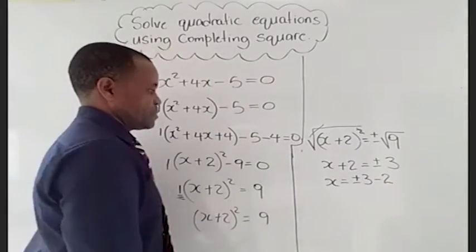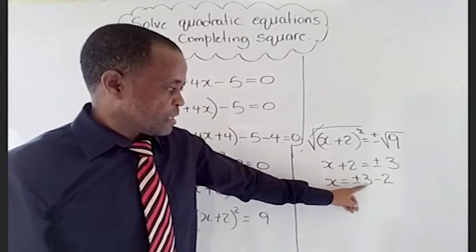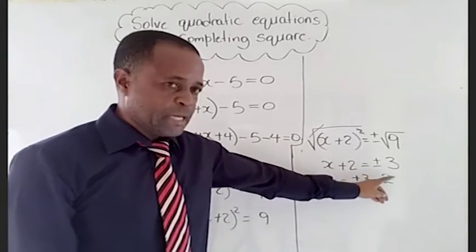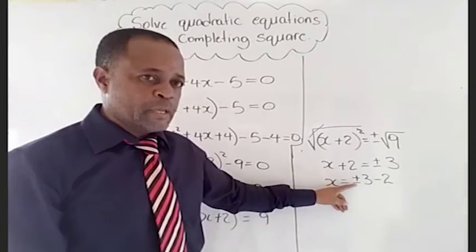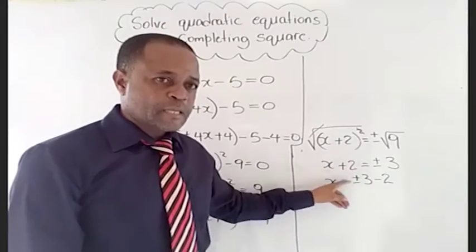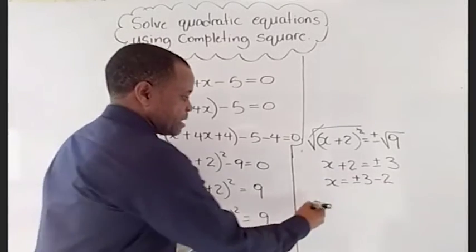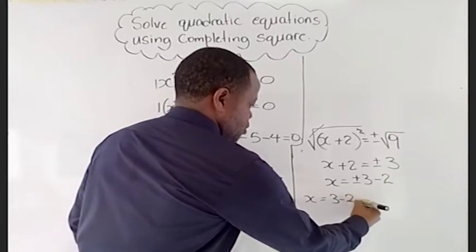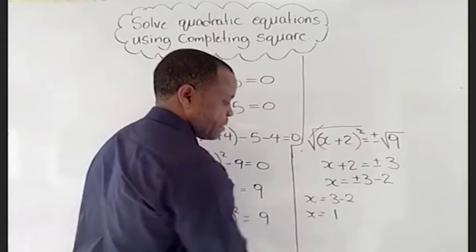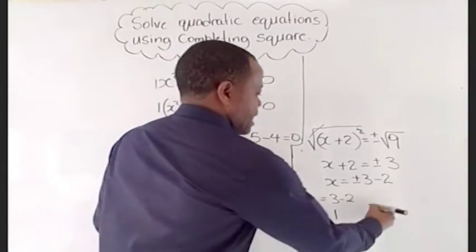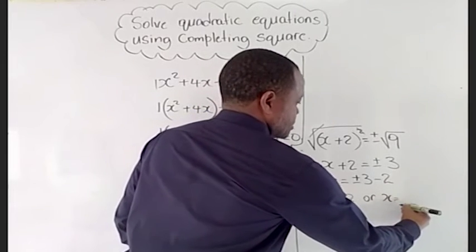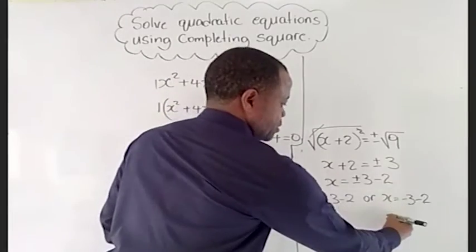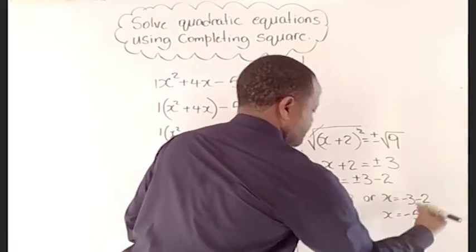minus 2. So it's x equal to positive or -3 minus 2. Now in this case, all we need to do here is to separate these signs. So I could write it as x is equal to +3 minus 2, and this would end up giving me 1 as the answer. Or I could write it as x is equal to -3 minus 2. You owe 3, you owe 2, so therefore you would end up owing 5.